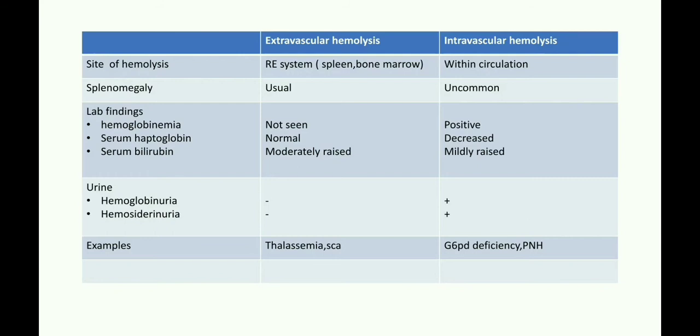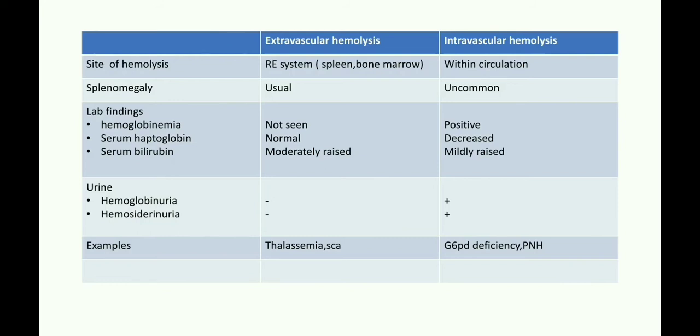Later, sometimes when more hemoglobin is released into the bloodstream, it can even be filtered by the kidney and it can cause hemoglobinuria. So there will be alteration in the color of urine. And sometimes this hemoglobin can be oxidized into methemoglobin. So methemoglobinemia can also occur. And unconjugated bilirubin can be formed due to the metabolism of this heme.